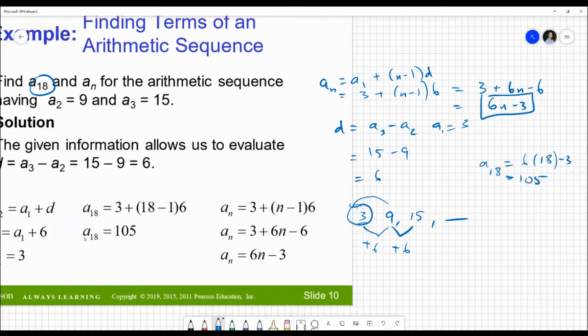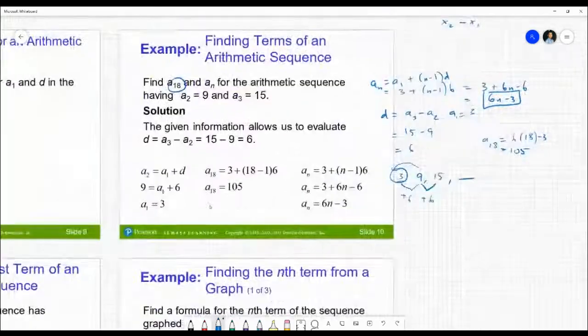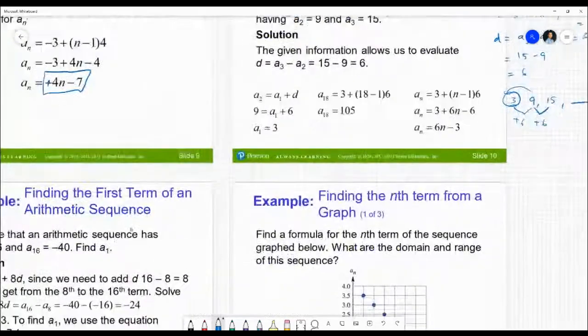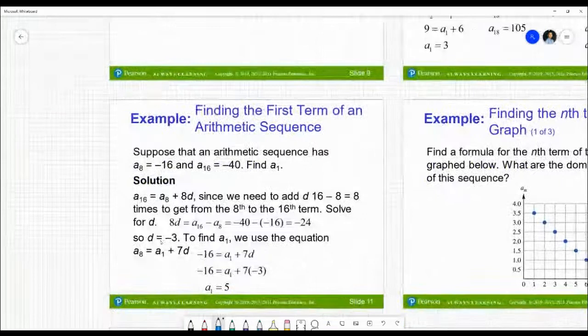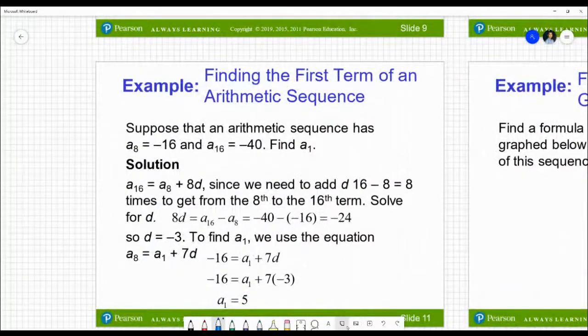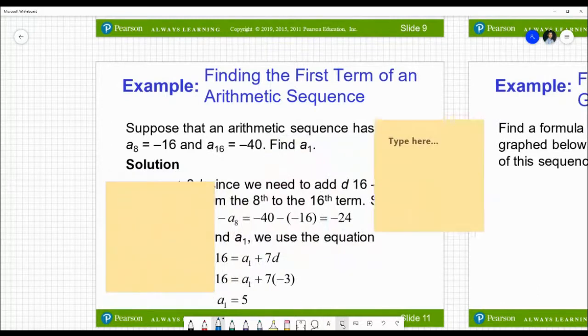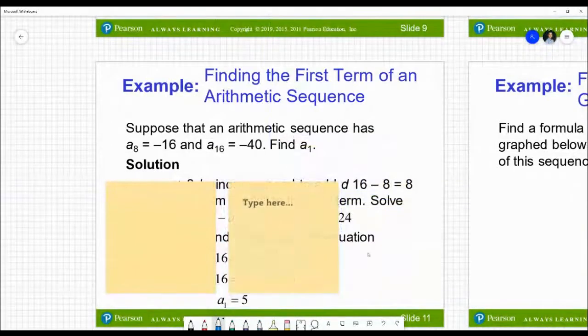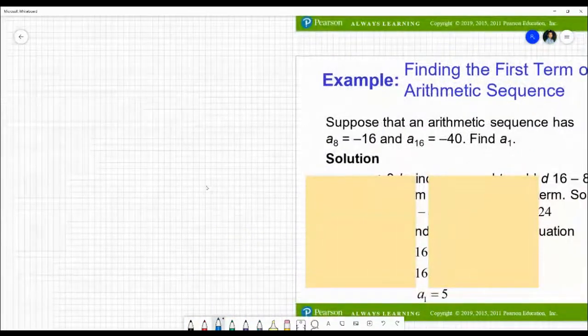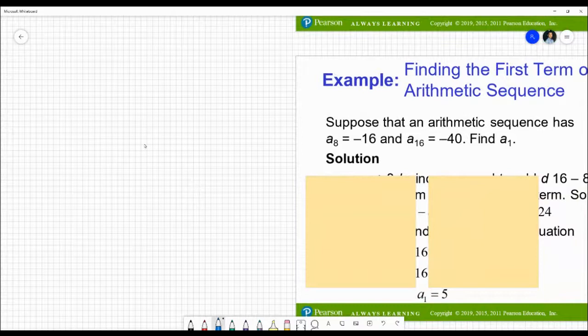Okay. Do you have any questions, Mai? Okay, so what happens when we have two terms that are far away, where we cannot just subtract like we did before, right? Remember what I told you before, that d is nothing more than the slope.